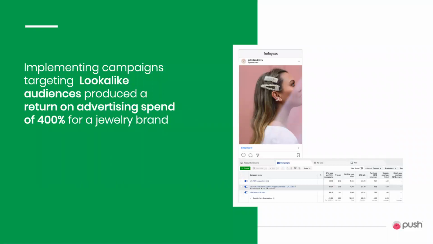And just another example, a jewelry brand that ran lookalike audience campaigns had a return on advertising spend of 400%. So 100%, if you're not running these types of campaigns, start testing them. And if you are running them, test different percentages and test different lookalikes of your purchasers, website abandoners, people that spend high time on site.